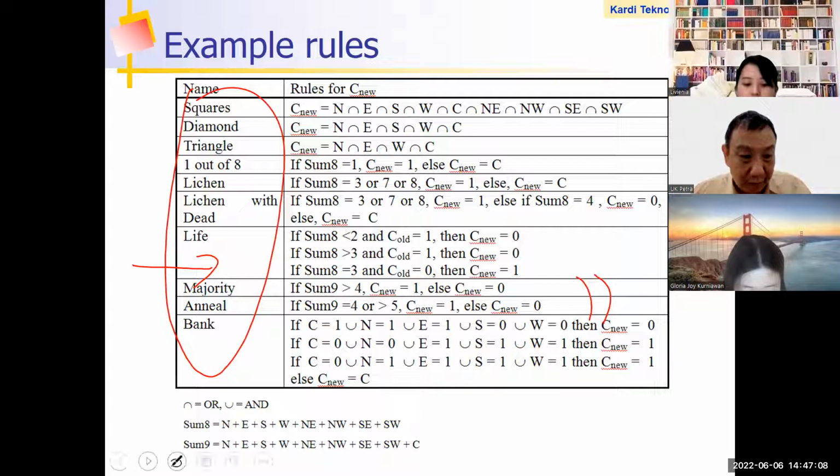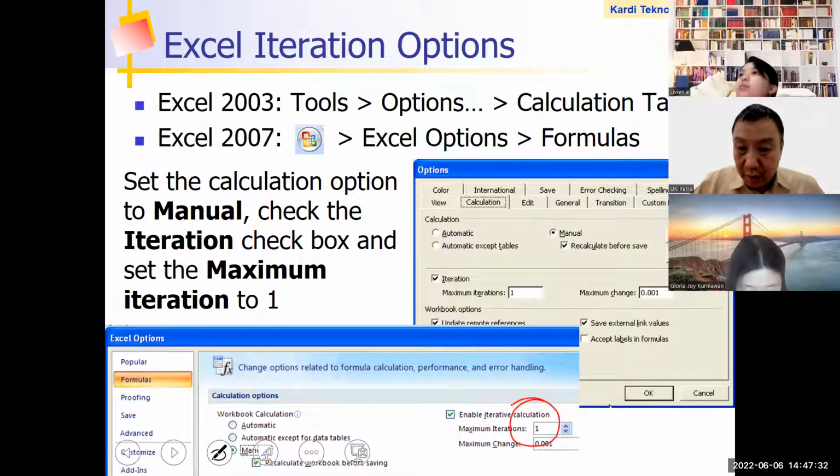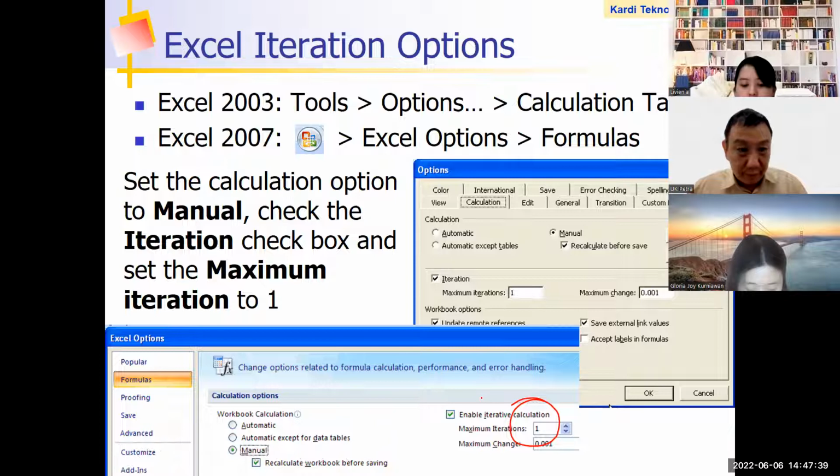Okay, let's try this in a real Excel. You are using the new one, so you can just go to Excel options as usual. Try to create the Excel iteration, you remember? We enable iteration and then you set the maximum iteration to 1.